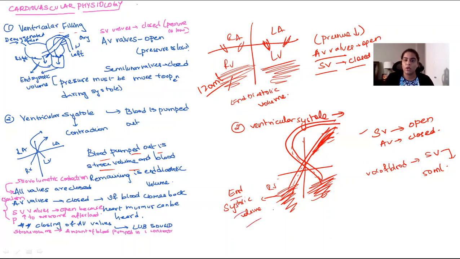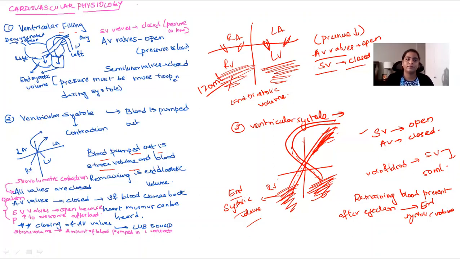Now, what is end systolic volume? It is the remaining blood that is present after ejection. That is nothing but the remaining blood present after ejection, and it is called end systolic volume. So blood is pumped out, and next we have which valves are closed and open.